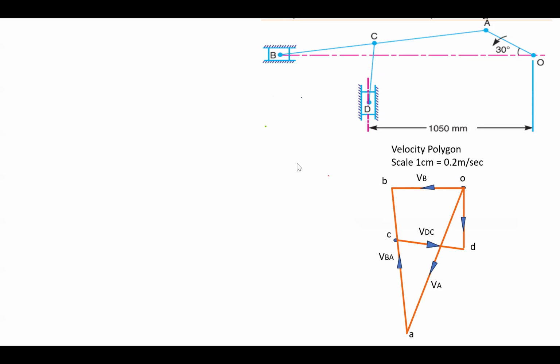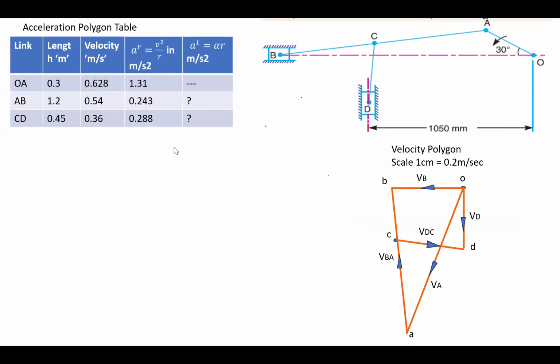Now after completing the velocity diagram, we are about to draw the acceleration diagram. To begin with the acceleration diagram, we have to prepare this table. The table contains the link, length of the link in meters, velocity in meters per second, the radial component of acceleration and the tangential component of acceleration.